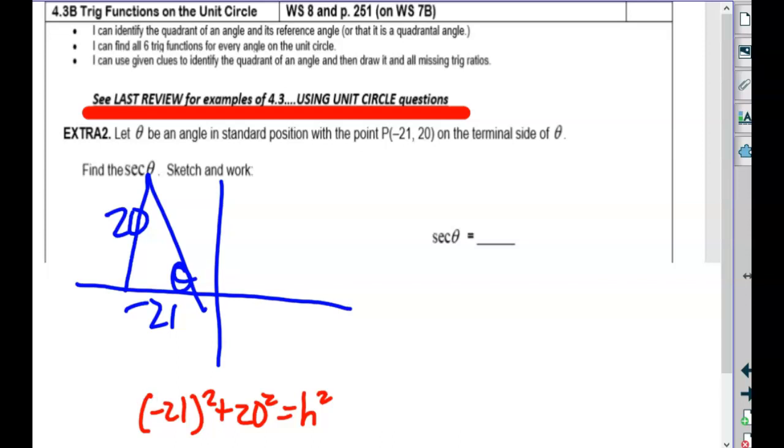I think it's 29. Is anybody getting that? Do you put, I wouldn't even bother to put the negative in, right? Can't have a negative number when you're doing Pythagorean theorem. Okay. So now what's the secant of that triangle?